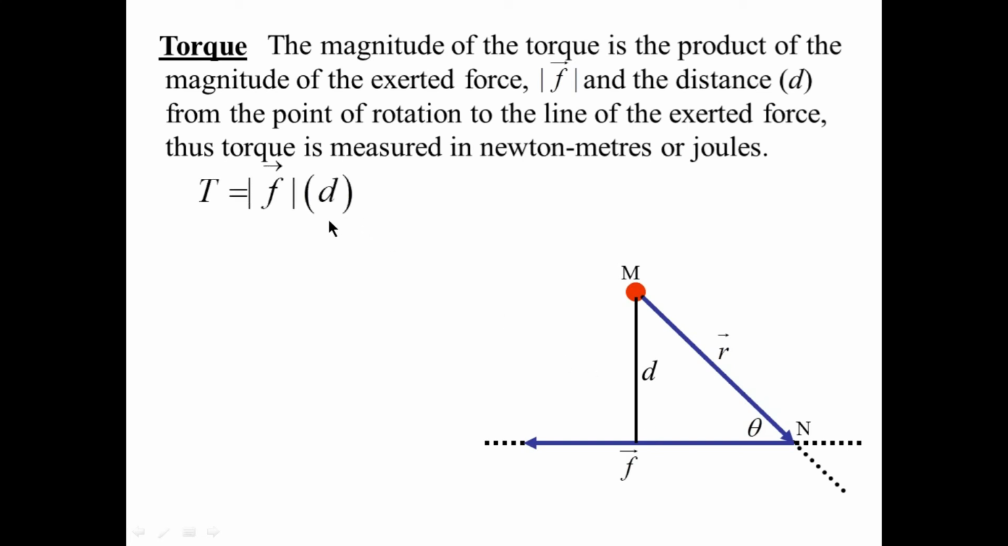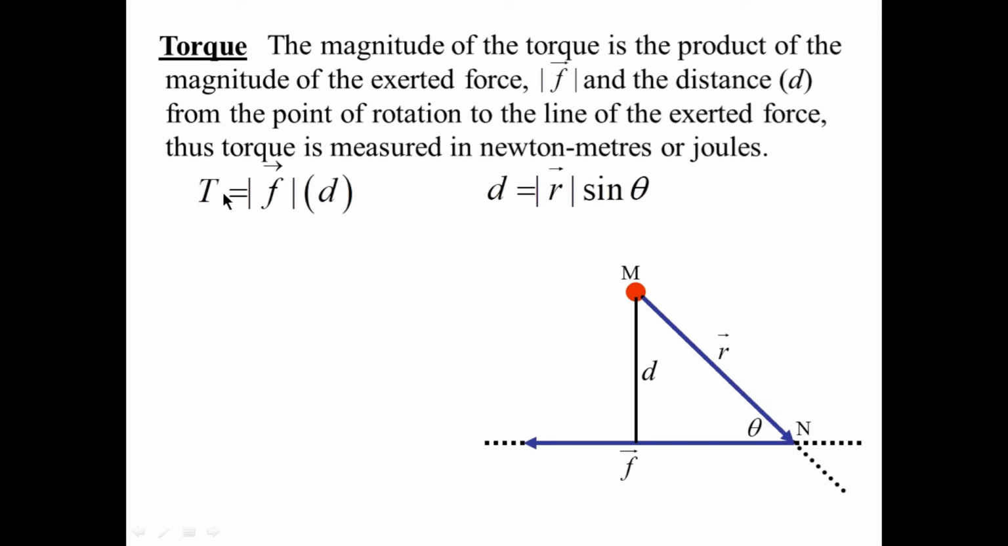So the torque is force times distance. That's what this paragraph says. The magnitude of the torque is the product of the magnitude of the exerted force and the distance d from the point of rotation to the line of the exerted force, this distance d. And this torque is measured in Newton meters or joules, because it is, after all, newtons times meters, because it's force times distance. And we can see from our diagram here that the distance is the magnitude of this radius, which would be the length of the wrench, multiplied by the sine of theta.